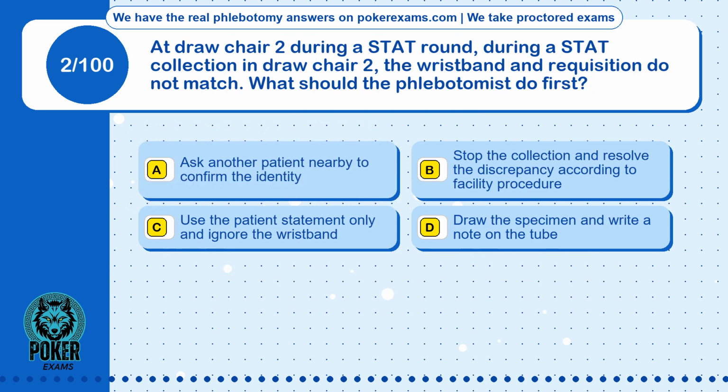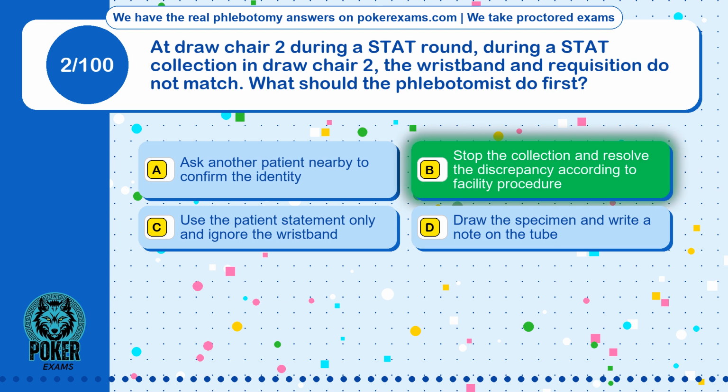Question 2. At draw chair 2, during a stat collection, the wristband and requisition do not match. What should the phlebotomist do first? Option A. Ask another patient nearby to confirm the identity. Option B. Stop the collection and resolve the discrepancy according to facility procedure. Option C. Use the patient statement only and ignore the wristband. Option D. Draw the specimen and write a note on the tube.